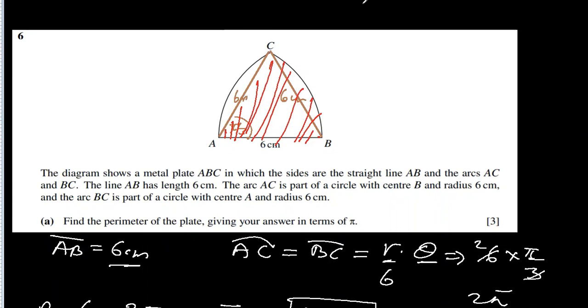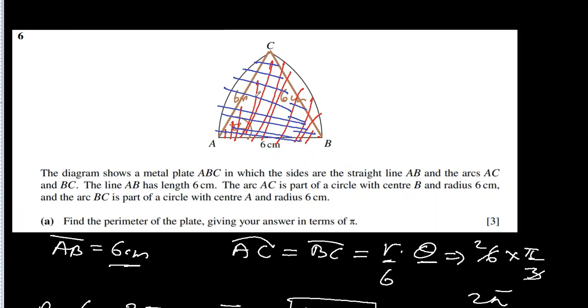What if I find the area of this sector also? I will find the area of the segment plus the triangle extra, right? So if I find both the sectors and add them and subtract this triangle, I will get the area of the plate. So that's what I'm going to do now.